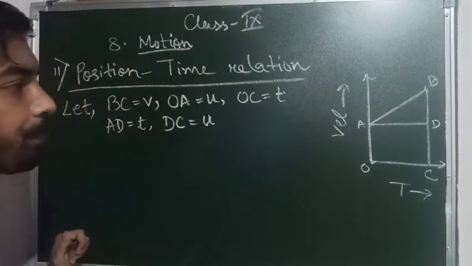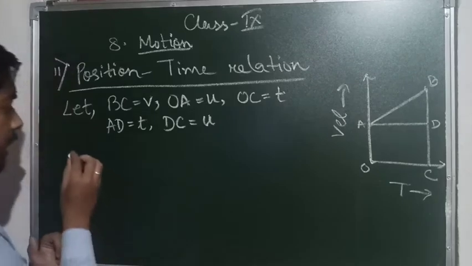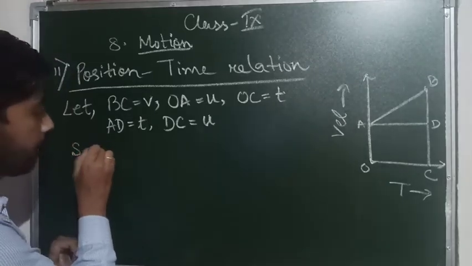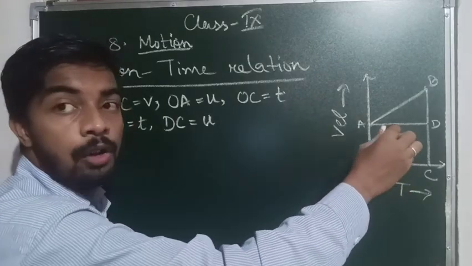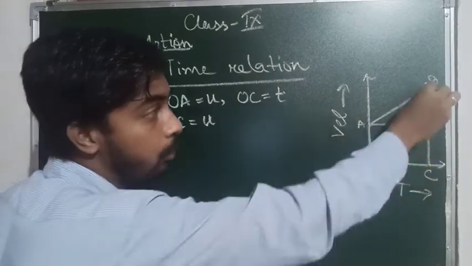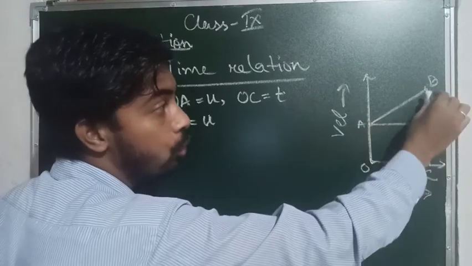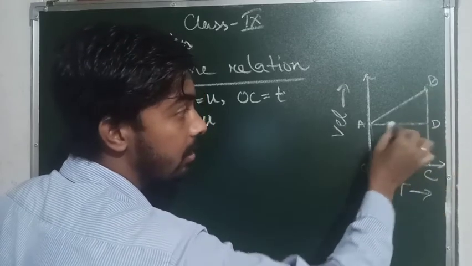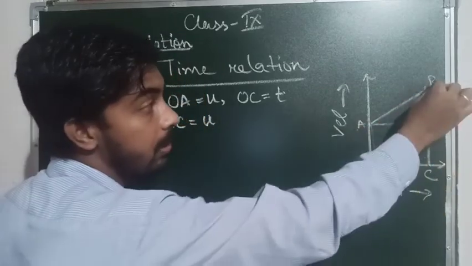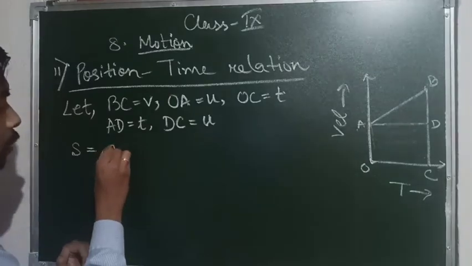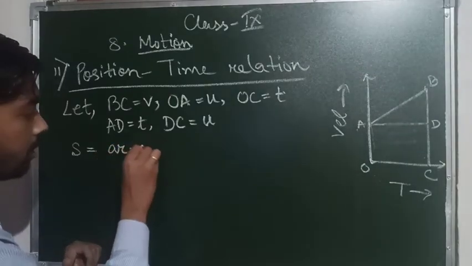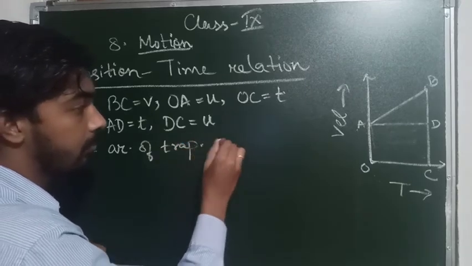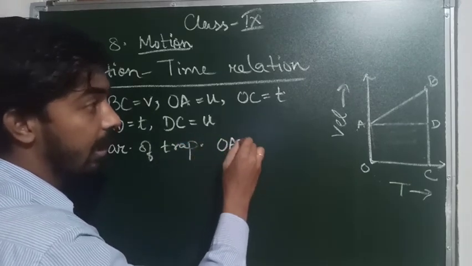Now if you see, we need to find the position. That means we need to find S, that is displacement. And here, if you find how much the object is moving from A to B, the total displacement is actually the area in this part, meaning the area of the trapezium OABC. That means we need to find the area of trapezium OABC.